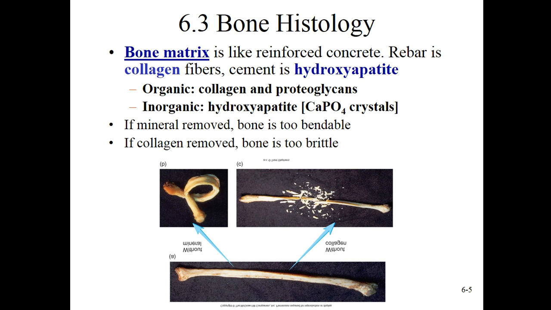Bony matrix contains different materials, a little proteoglycans, but it's mostly calcium and collagen. The calcium, in the form of these calcium phosphate crystals, we call hydroxyapatite. And because it doesn't contain carbon, this is said to be the inorganic part. Collagen, being a protein which has lots of carbon in it, is the organic part.